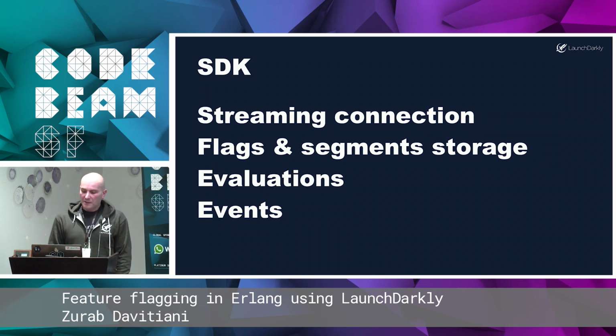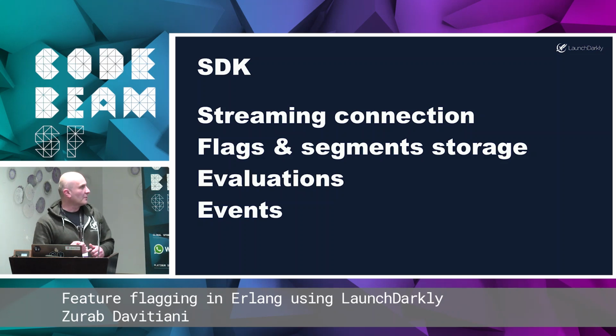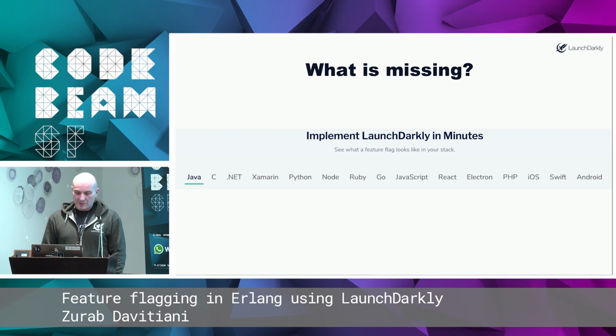So an SDK consists of 4 main parts. The first 3 we already briefly talked about, which are the streaming connection, flags and segment storage, and evaluations. The last is events. I'm not going to have a lot of time to go into details of events, but let's say that every time evaluations are performed, they are counted, and they are then sent back to the LaunchDarkly service. There are also other kinds of events for user indexing and custom event tracking, but I'm not going to go into this for now. So this is a screenshot from the LaunchDarkly website. What is missing from here?